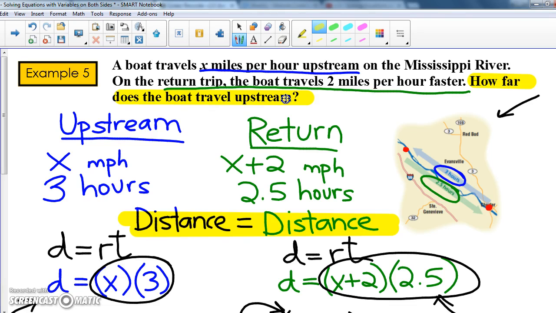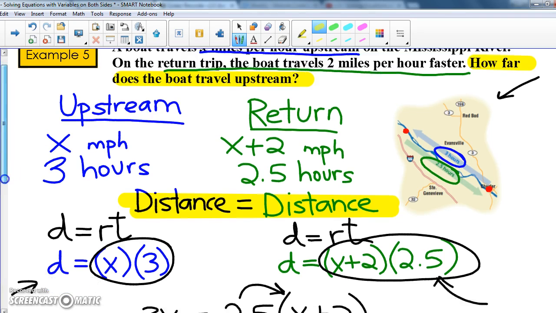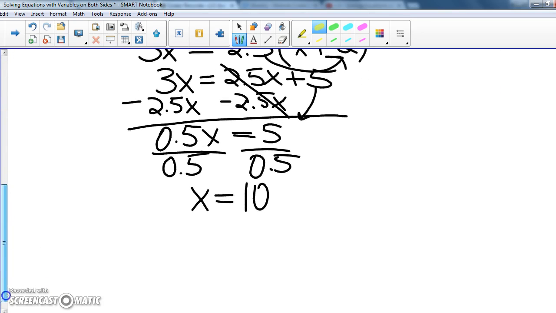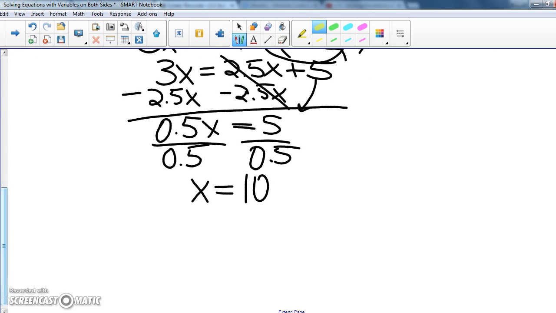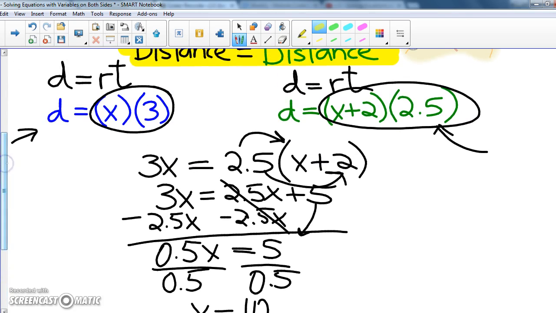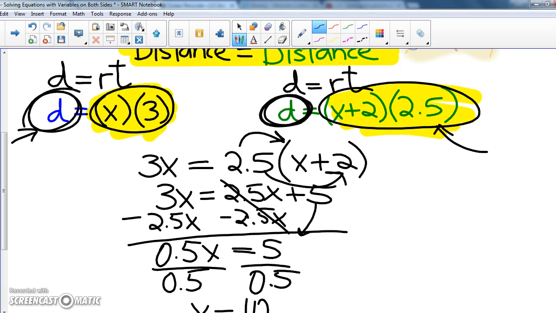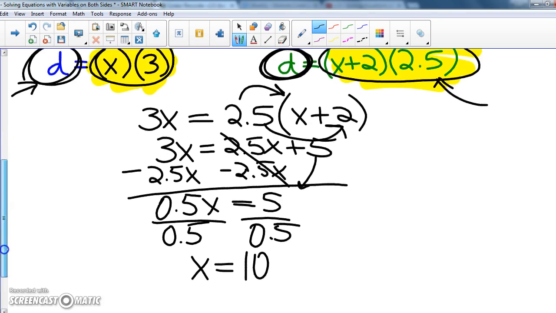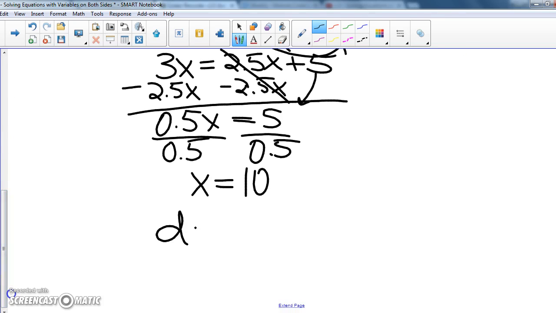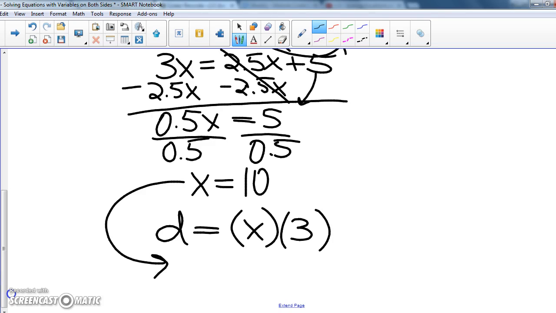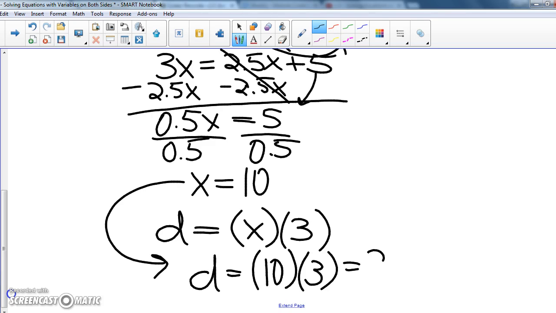Another piece of information: what does how far mean? Well, how far means the distance. So what I need to now do is take my 10, plug it into either one of these, because look, that will give me the distance. So I'm going to plug it into the one on the left because I think that's easier. So distance equals x times 3. I said that x is 10, so distance equals 10 times 3, and that's 30 miles.